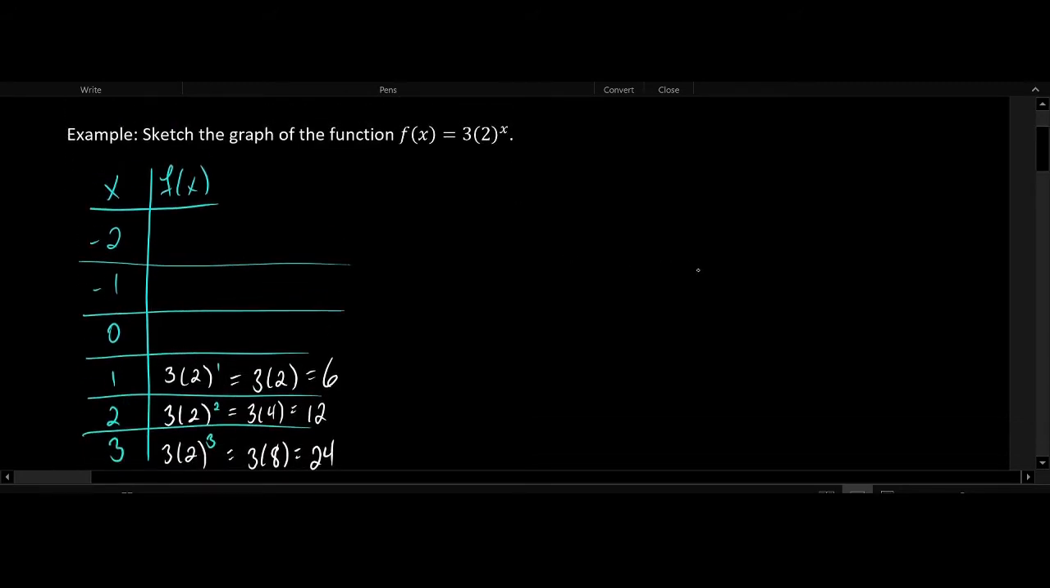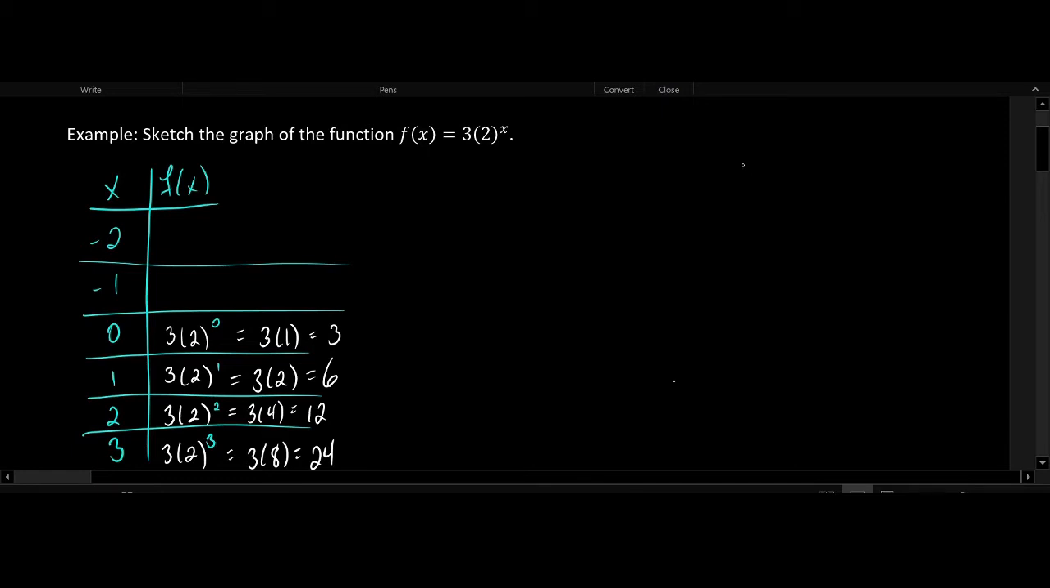Okay. Now let's start working on the non-positive x's. Let's work on x equals 0. 3 times 2 to the power 0. Now 2 to the power 0 is equal to 1. Any number to the power 0 is equal to 1. So 3 times 1 is equal to 3, and this makes sense because we know that the y value corresponding to x equals 0 is what we have called the y-intercept. And the y-intercept is this number multiplied in front, the a value in our exponential function.